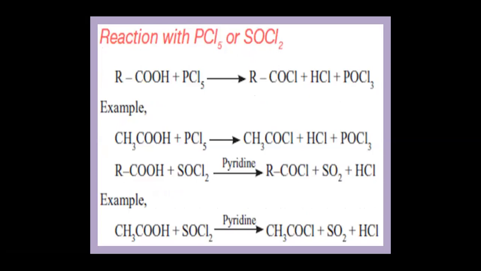The reaction with PCl5 or thionyl chloride. Whenever a carboxylic acid reacts with PCl5, phosphorus pentachloride, or thionyl chloride in the presence of pyridine, it can give acid chloride with the liberation of sulfur dioxide and HCl. In the case of PCl5, it can form POCl3.